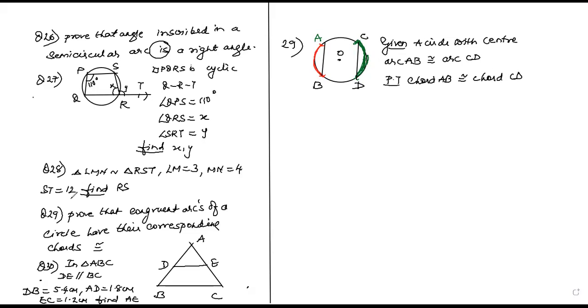I hope people understand the question. Prove that congruent arcs of a circle. मतलब एक circle है उसमें congruent arcs है. We have to prove that congruent arcs of a circle have their chords congruent. Chord AB congruent chord CD.